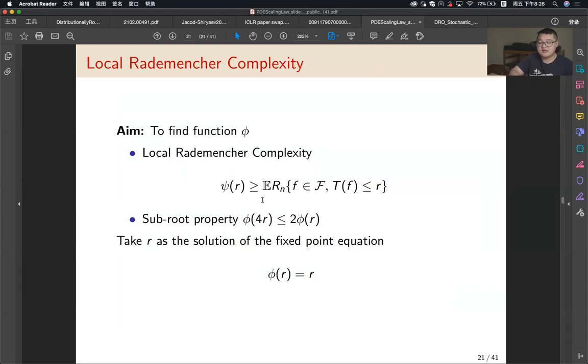It is saying that I consider the localized set. The localized set here, T, in the paper they say it's a general formulation, but we always choose it as my loss function.